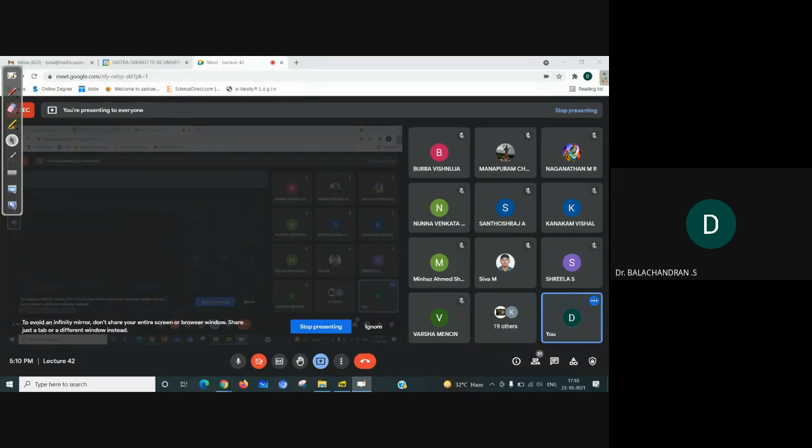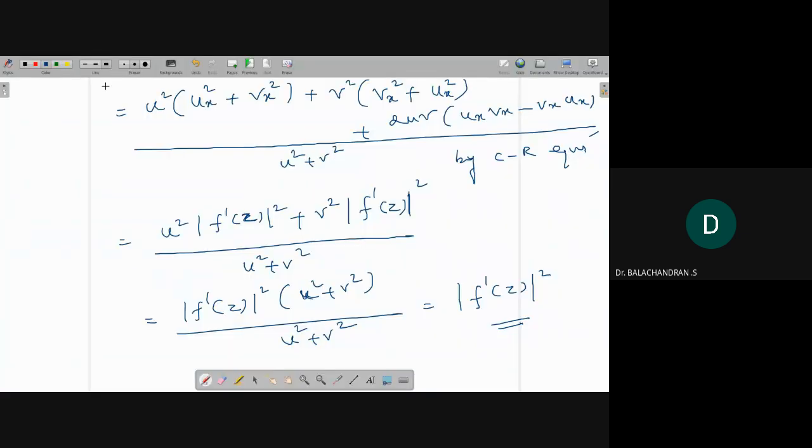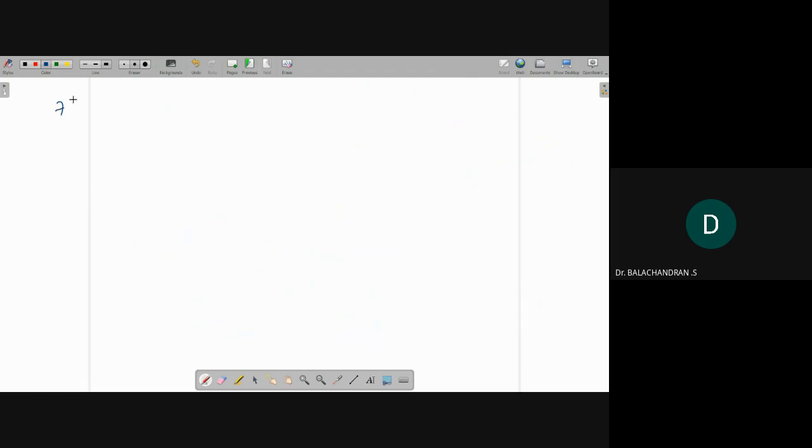Now, the seventh one. I think this is the last one. One more, that one I will give to you as a practice problem.